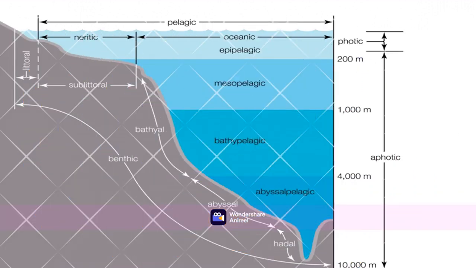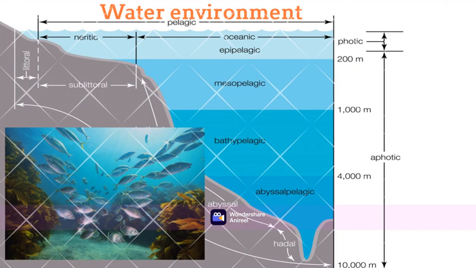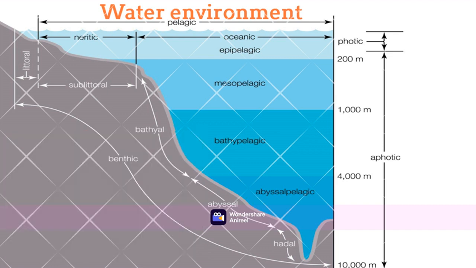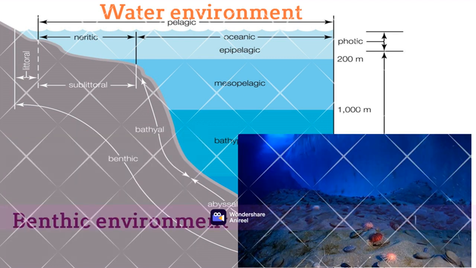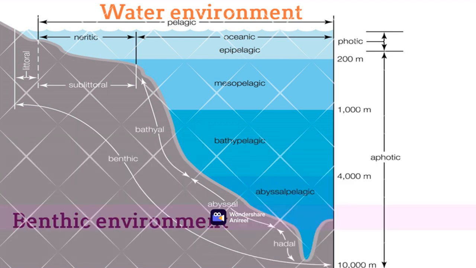Marine environments can be characterized broadly as a water or pelagic environment and bottom or benthic environment. Within the pelagic environment, the waters are divided into the Neritic province, which includes the water above the continental shelf, and the Oceanic province, which includes all the open waters beyond the continental shelf. The upper portion of both the Neritic and Oceanic waters is the epipelagic zone where photosynthesis occurs.